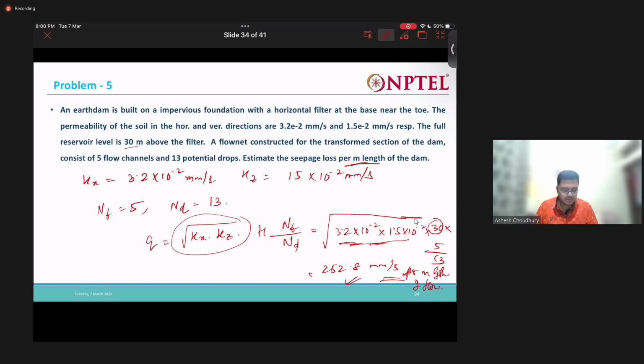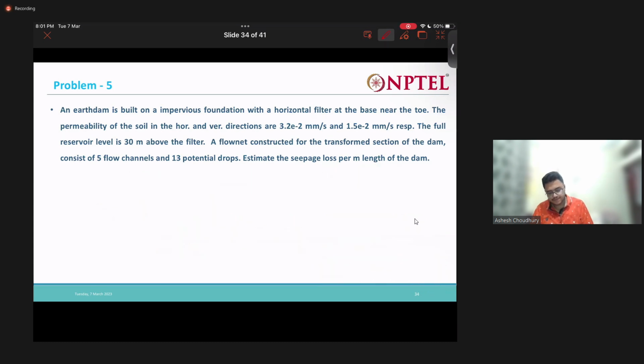Okay, but still it's correct only. 252.8 mm per second per meter is correct. It's correct.